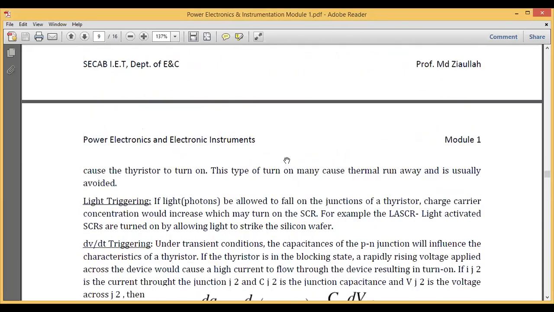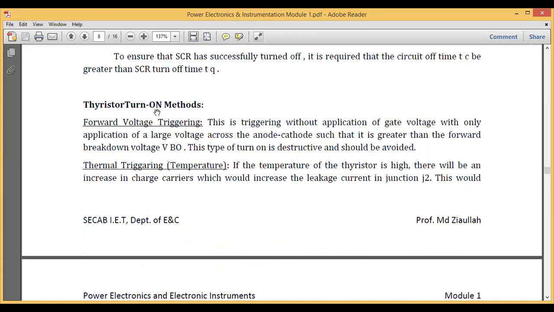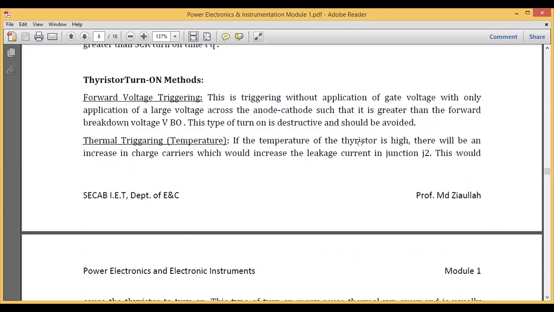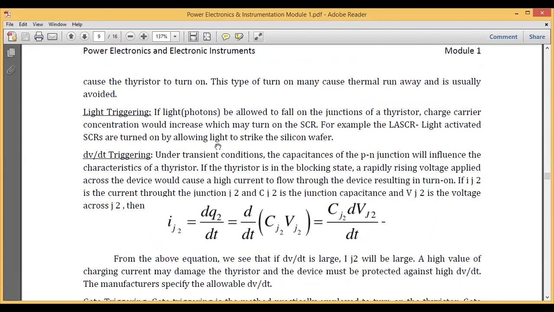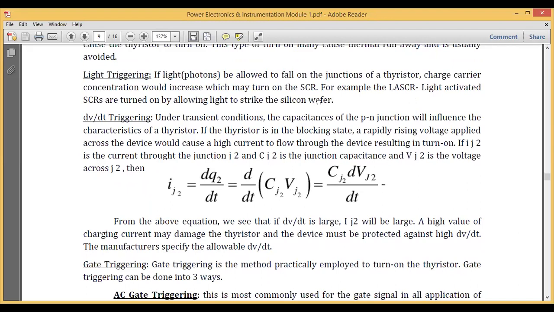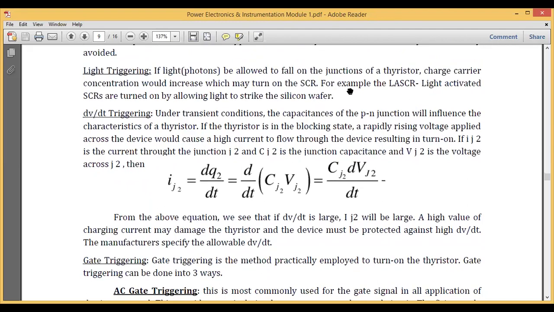So what we have studied in the turn on methods is this: if I use forward voltage, I may damage my SCR. If I use thermal, again I may go for the destruction or damage of my SCR. But for light triggering, this can be one option here. But if there is not a sufficient amount of light, then again your SCR will not turn on properly.